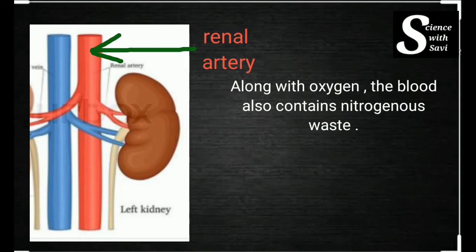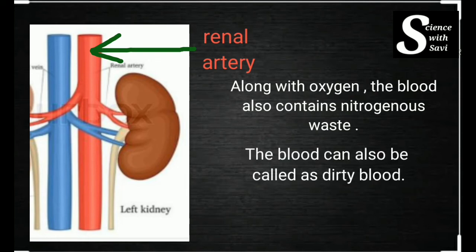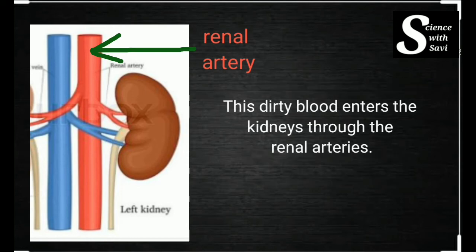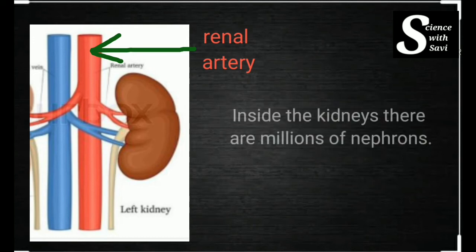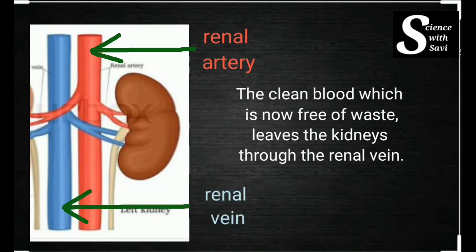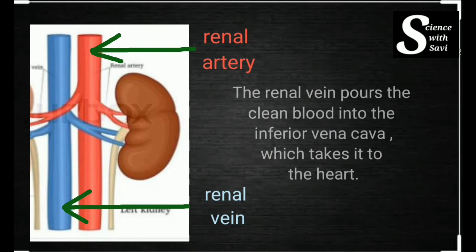Okay, this blood can also be called the dirty blood. So this dirty blood containing the waste enters into the kidney through the renal arteries. Inside the kidney, we have the small units called the nephrons, which are doing the main work of filtering the blood. The dirty blood which has entered the kidney through the renal artery is filtered inside the kidney through these nephrons. And then the clean blood, which is free from the nitrogenous waste, leaves the kidney from the renal vein, and then it joins the inferior vena cava and goes and reaches the heart. So the kidney is acting as a filter in this case.